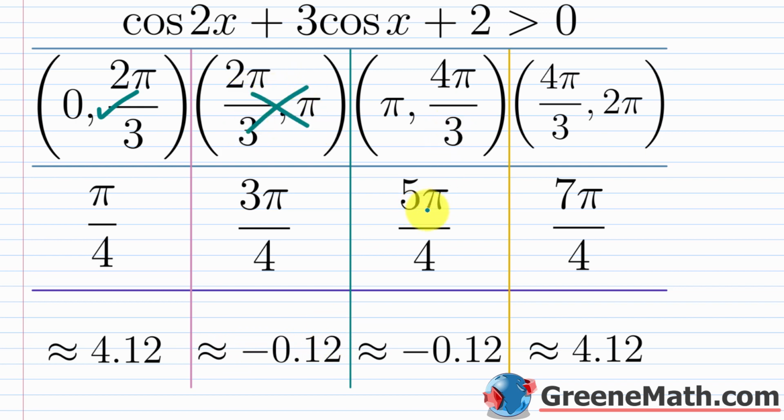In this interval, if I pick 5 pi over 4, I get about -0.12. So again, it's negative. It's not going to work. And then in this interval, I'm going to pick 7 pi over 4. So again, I get about 4.12. So this is going to work. It's positive. So between 0 and 2 pi over 3, and then between 4 pi over 3 and 2 pi.